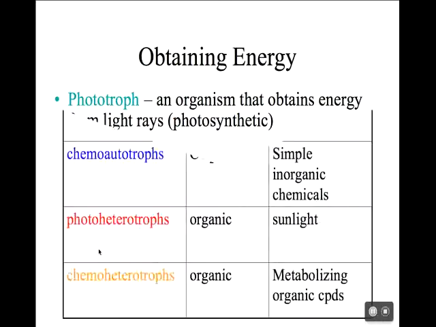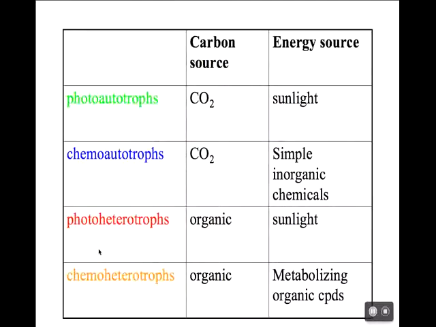So putting those four terms together, how do you get your carbon? How do you get your energy? You can describe all organisms as being one of four different types: a photoautotroph, a chemoautotroph, a photoheterotroph, or a chemoheterotroph. And this comes down to where do they get their carbon from and where do they get their energy from.